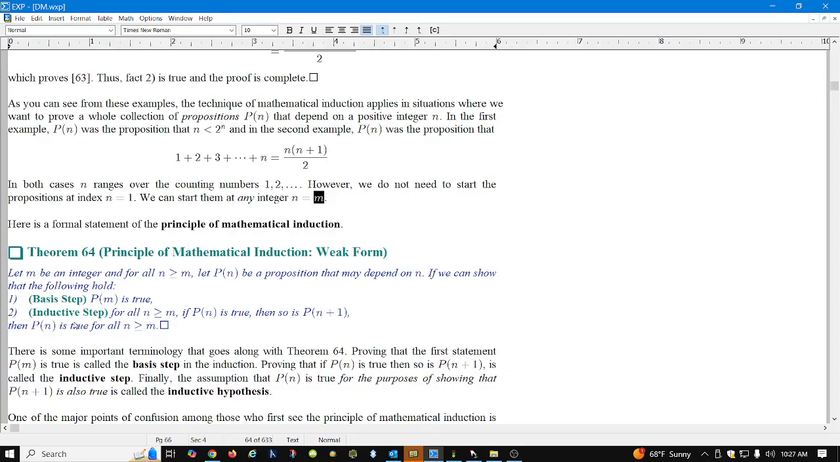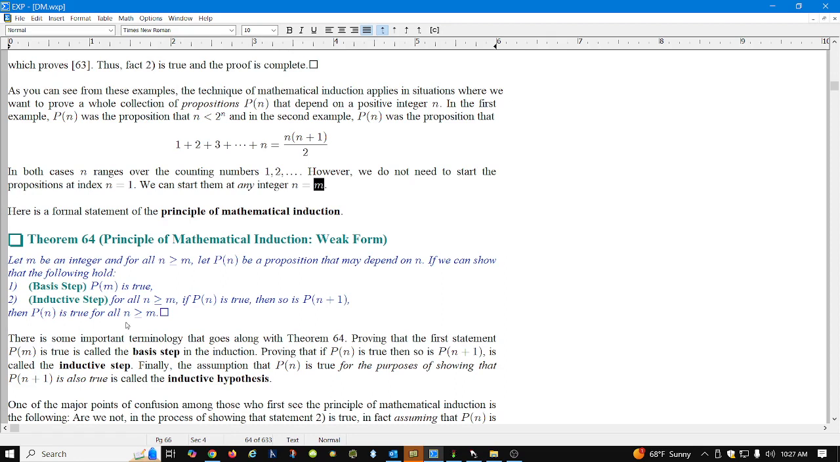Here's the formal definition, or theorem if you wish. Let m be an integer, that'll be our starting integer, and for all n bigger than or equal to m, let P of n be a proposition that may depend on n. If we can show that the following hold: P of m is true, and for all n bigger than or equal to m, if P of n is true, then P of n plus 1 is true, then P of n is true for all n bigger than or equal to m.